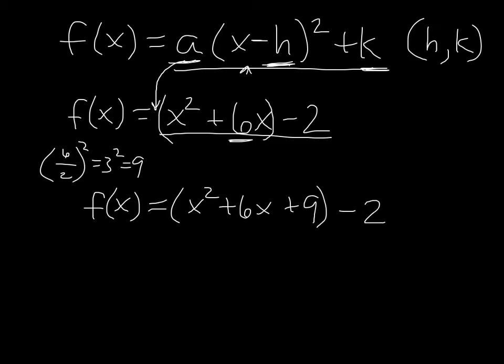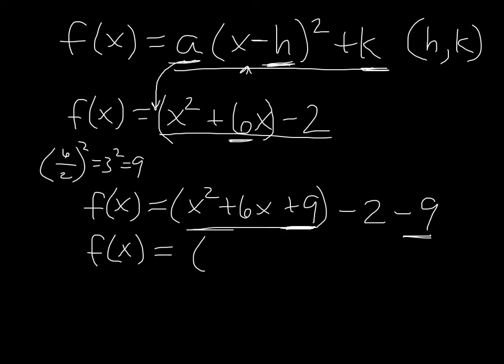Now, you always have to keep an equation balanced, so whatever we add on the inside here, we also have to take away on the outside. This means 9 minus 9 is actually 0, and our equation remains balanced. So the next step then is to finish off vertex form.